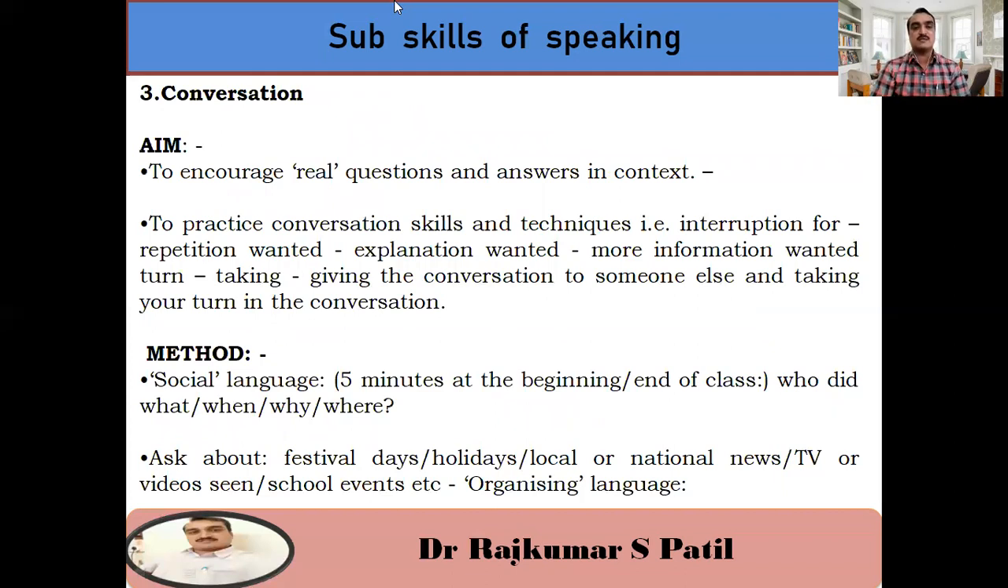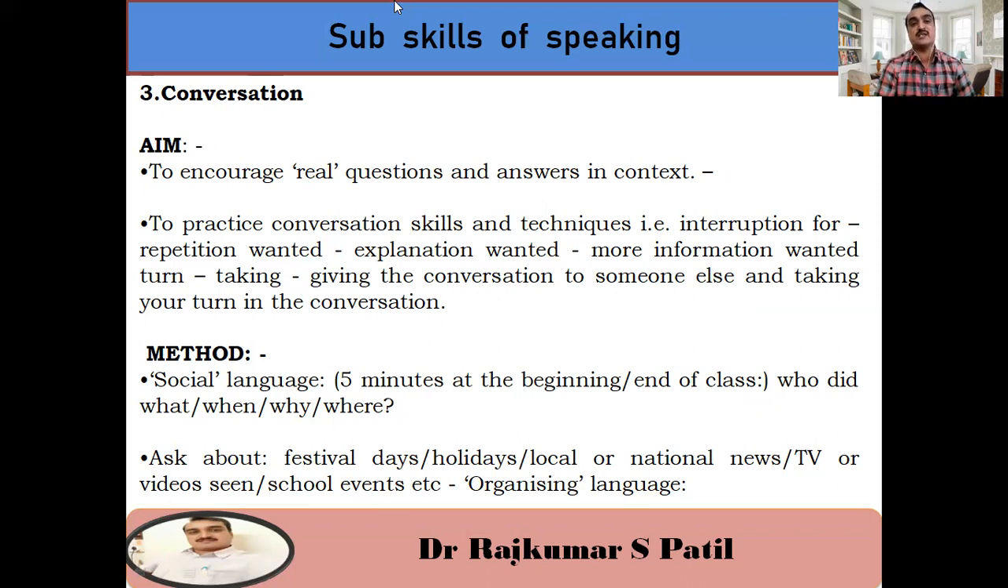The third sub skill of speaking is conversation. Conversation definitely plays an important role. Having conversation, or having communication, is the main source of the ability of speaking. So the aim of conversation is to encourage real questions and answers in context, and to practice conversation skills and techniques: interruption for repetition wanted, explanation wanted, more information wanted, turn taking, giving the conversation to someone else, and taking your own turn in the conversation. Different aims are identified as far as the ability of speaking is considered.